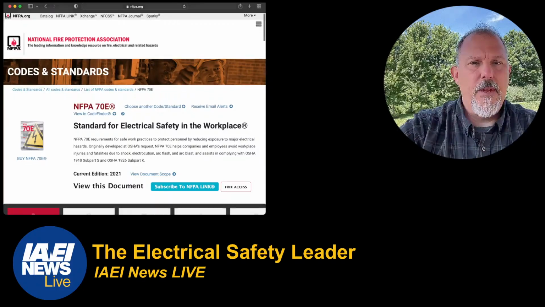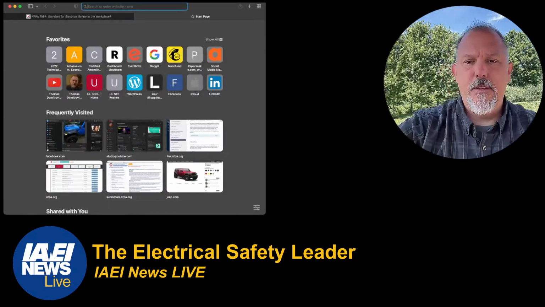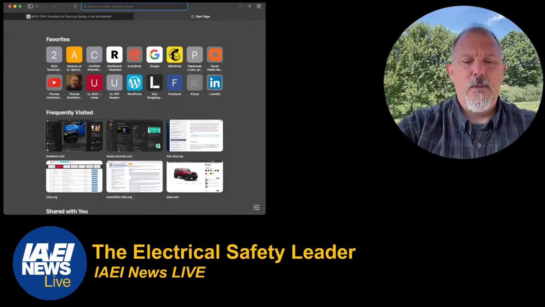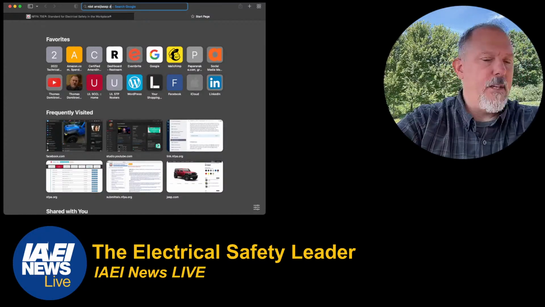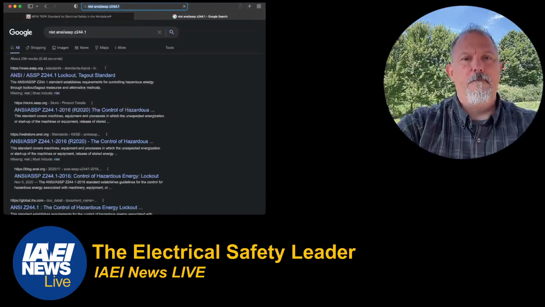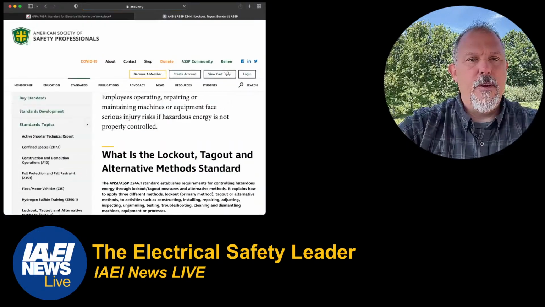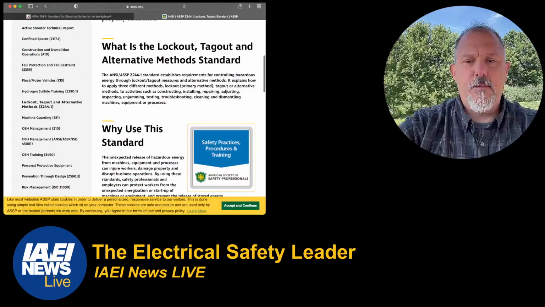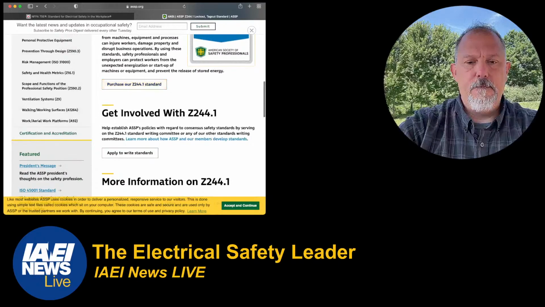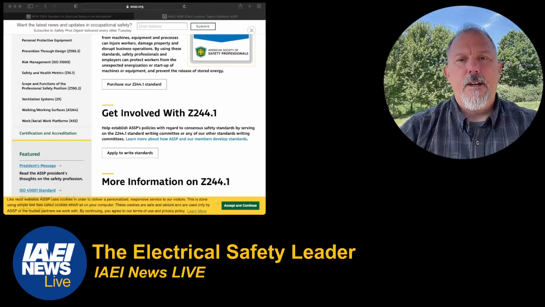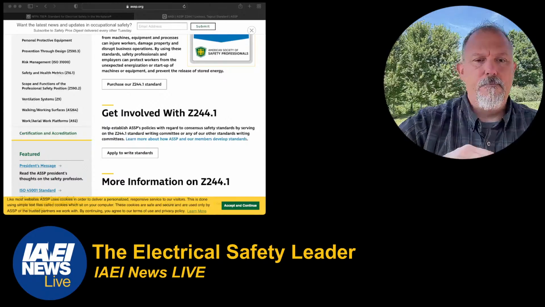So if I come back to the web page, I can scroll up and down, and I bet you if I add another link, like if I go to NIST and see ASSP Z244.1, there we go. American Society of Safety Professionals. Why use this standard? All that jazz is right there. And so get involved. So all of that looks good.